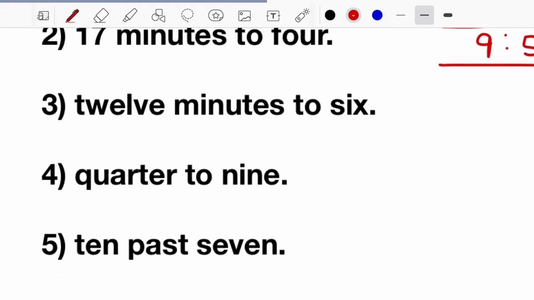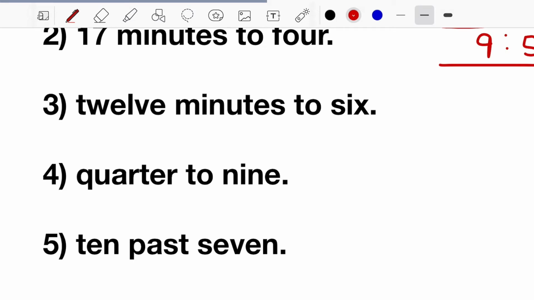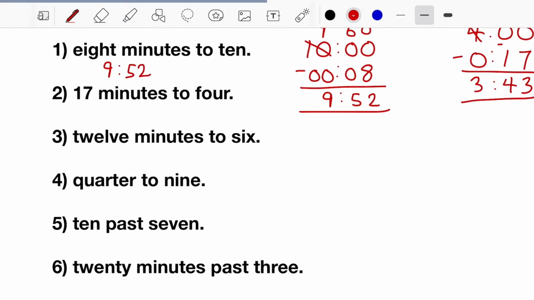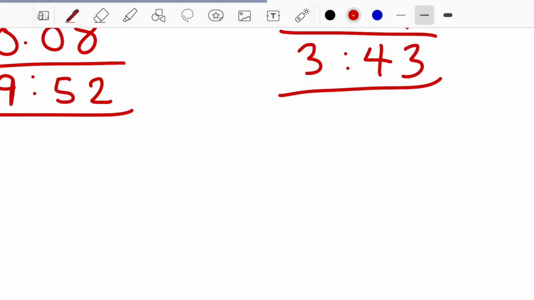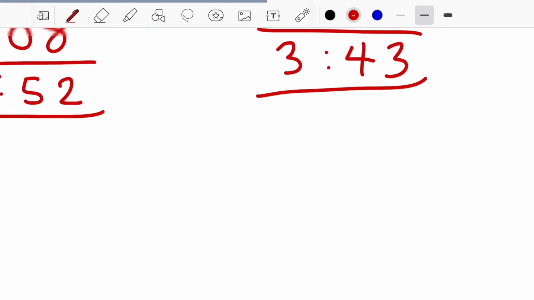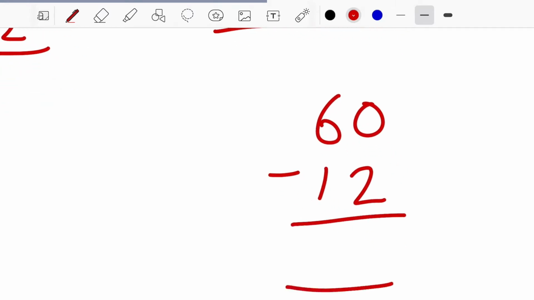Number 3, 12 minutes to 6. So 12 minutes before 6, so we are simply going to take away 12 minutes from 6 o'clock. So we can start doing these mentally. So if we have 60 minutes in 1 hour, 60 minutes take away 12 minutes will be 48. So it's going to be 5:48.